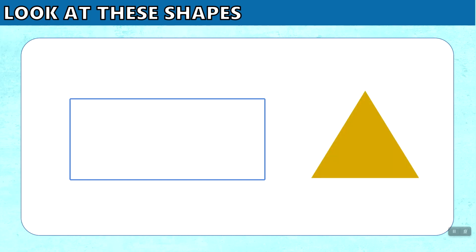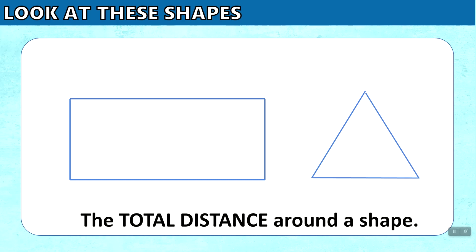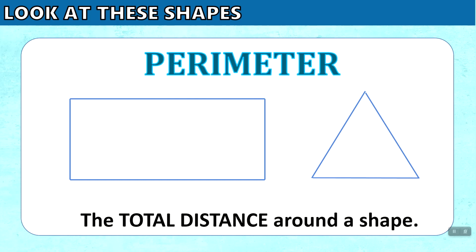This is a triangle. And again, if we started to outline the triangle and we go up, then back down and back where we started, we can say that this again is the total distance around the triangle. The name for the total distance around a shape is known as the perimeter.